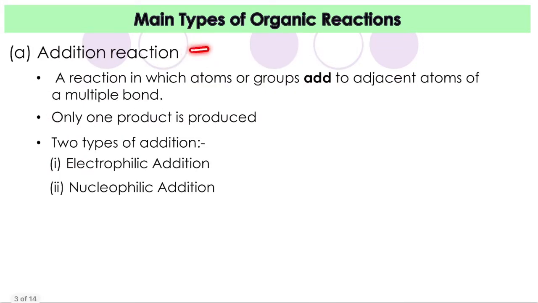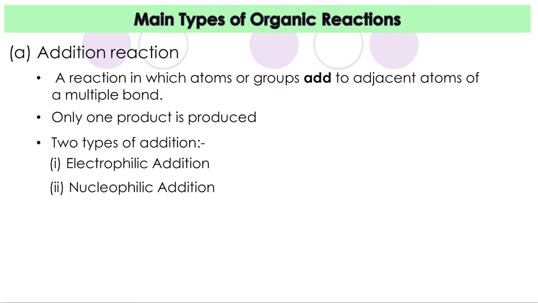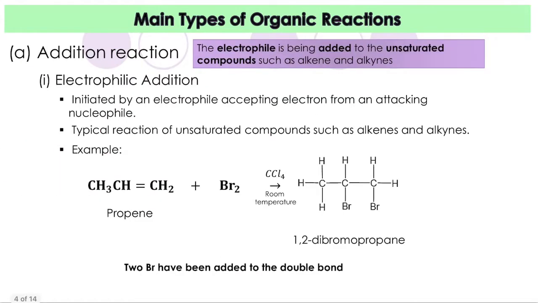Addition reaction is a reaction in which atoms or groups add to adjacent atoms of a multiple bond. Only one product is produced in addition reaction, and there are two types of addition reaction, which are electrophilic addition and nucleophilic addition. For electrophilic addition, what will happen is the electrophile will accept electrons from the attacking nucleophile. So this is a typical reaction for unsaturated compounds such as alkenes and alkynes.